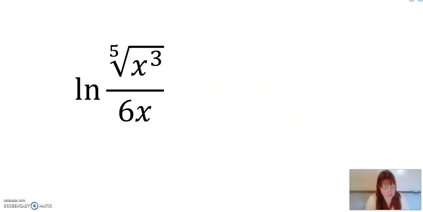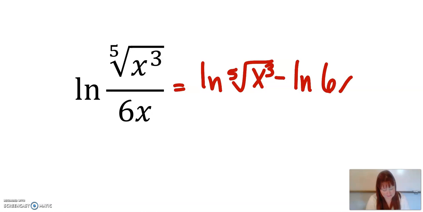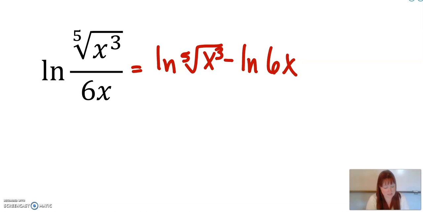All right, this one's tricky. I see an exponent, I see a fifth root, and then I see a product and a quotient. So let's start with first things first. Let's split this as much as we can with the quotient property and the product property. So we're going to end up with ln of the fifth root of x cubed minus ln of 6x. We split it with the quotient property first. Then the 6x is a product, so we're going to split that also.